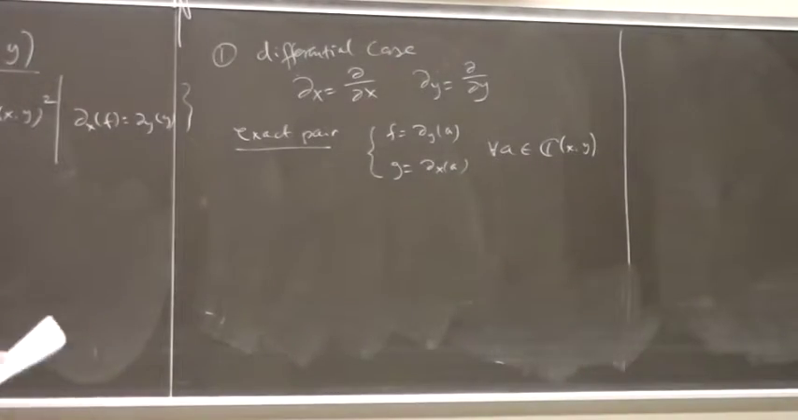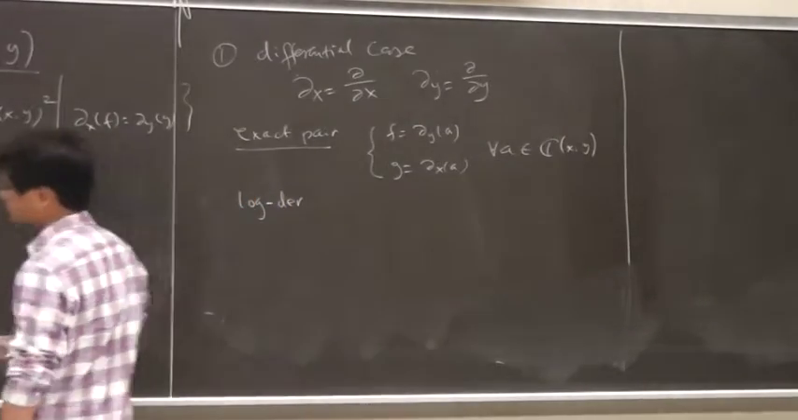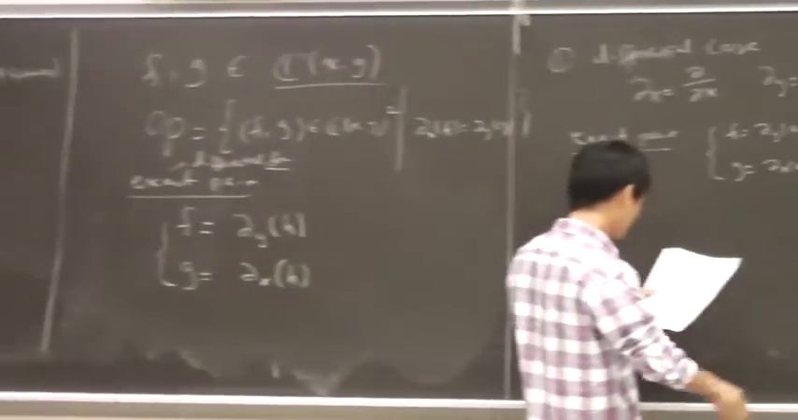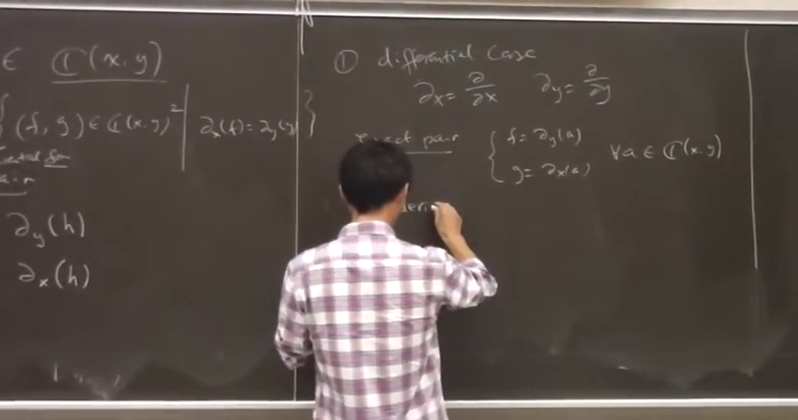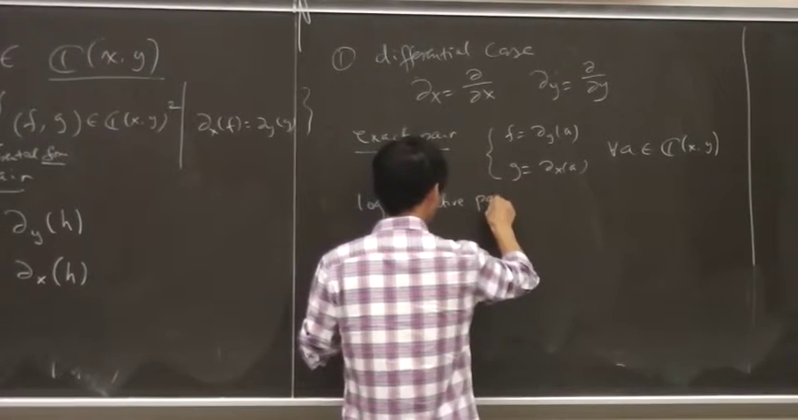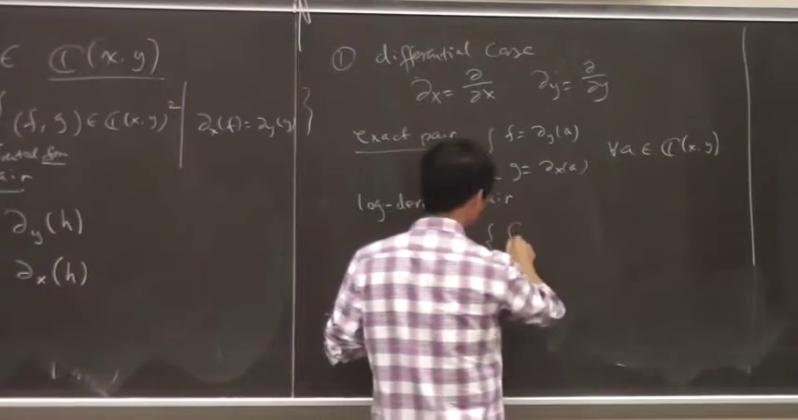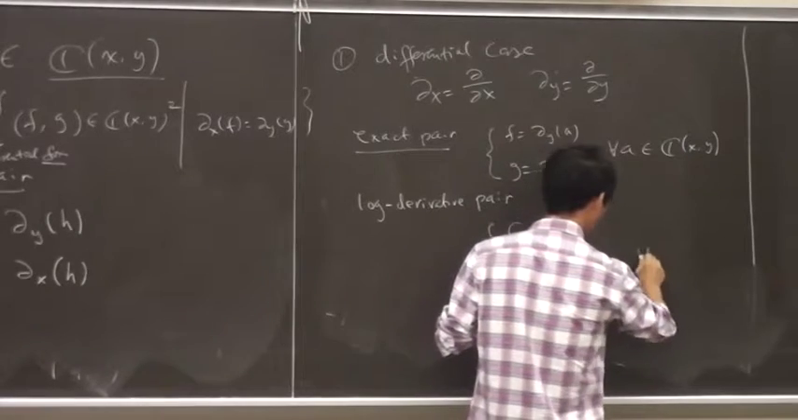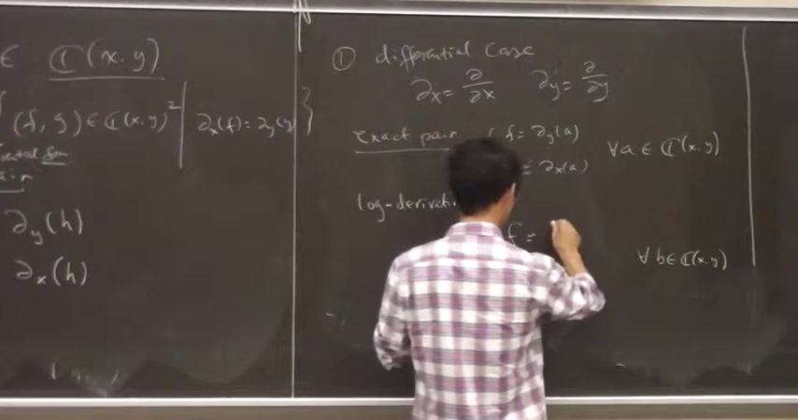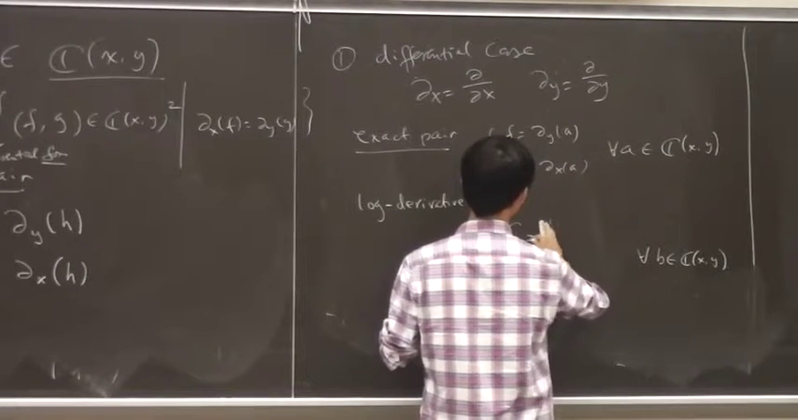Now we can write down another one. Maybe you can already guess that, looking at this equation, there is another, slightly non-trivial pair, which I call the log derivative pair. What is this? You can take any rational function b. Now it's the derivative.